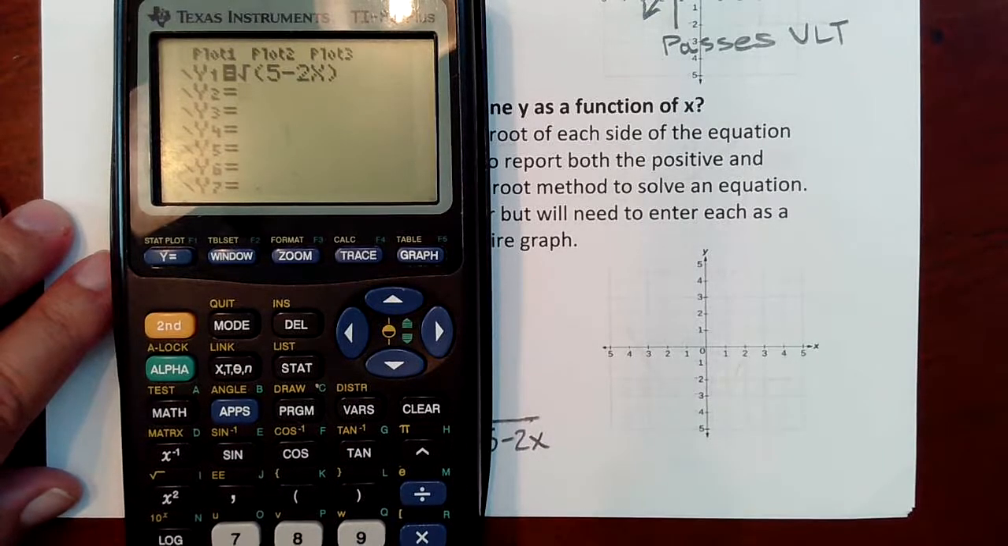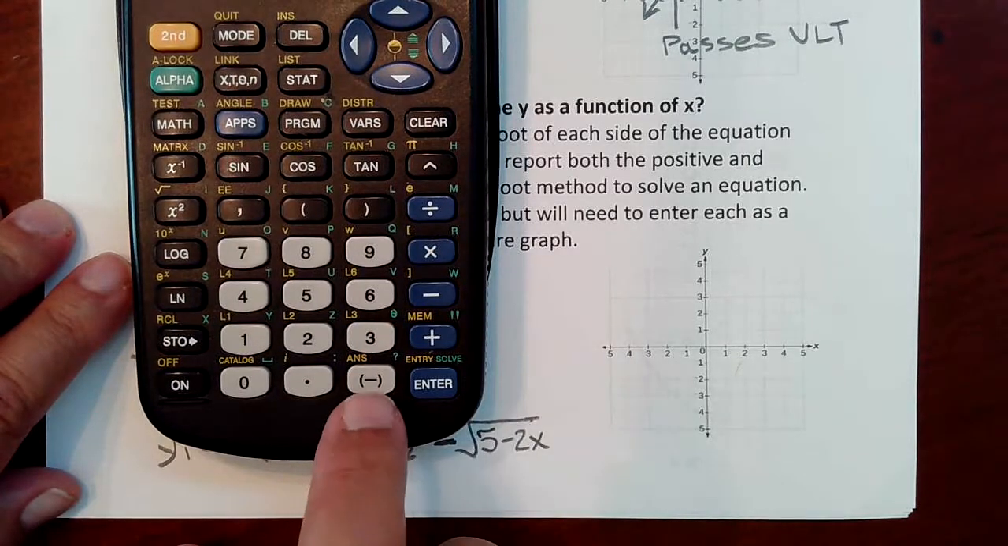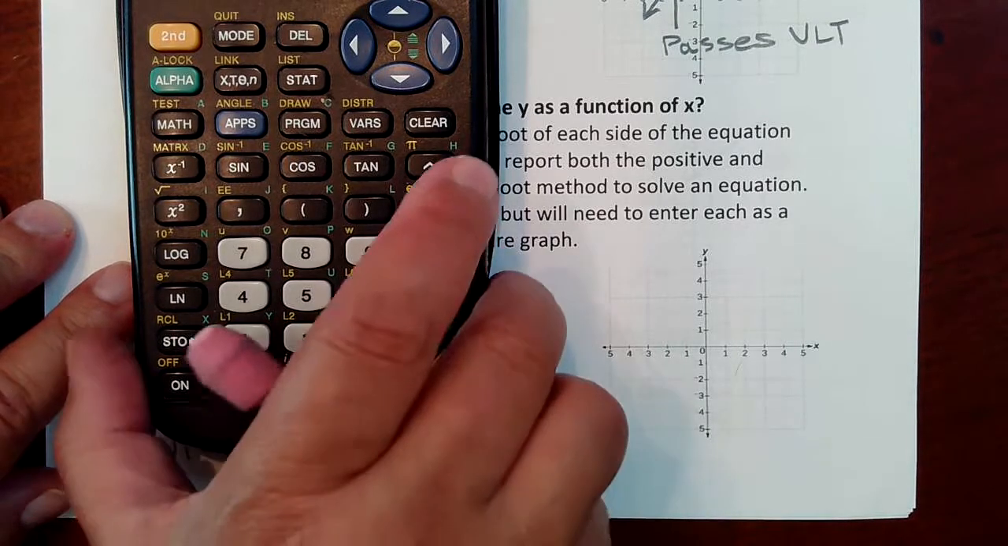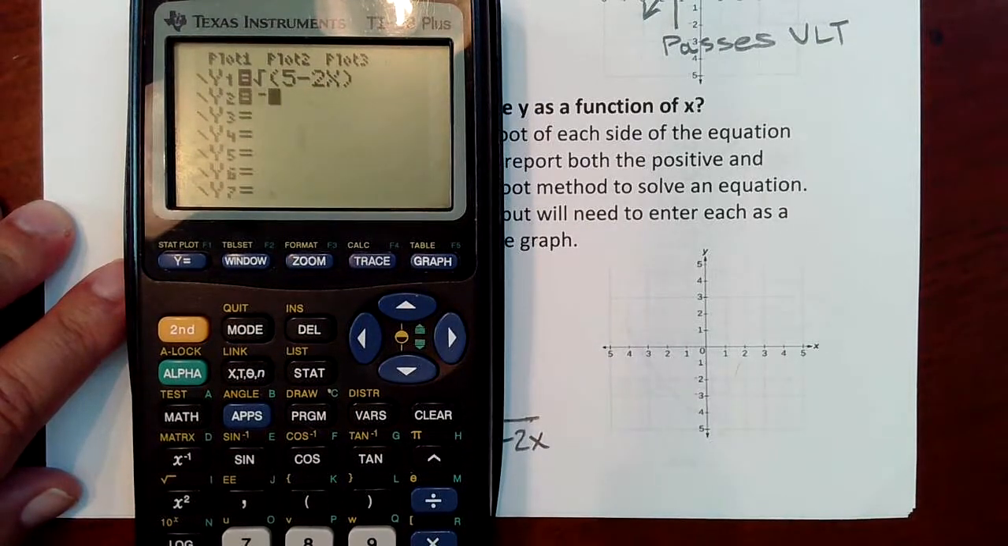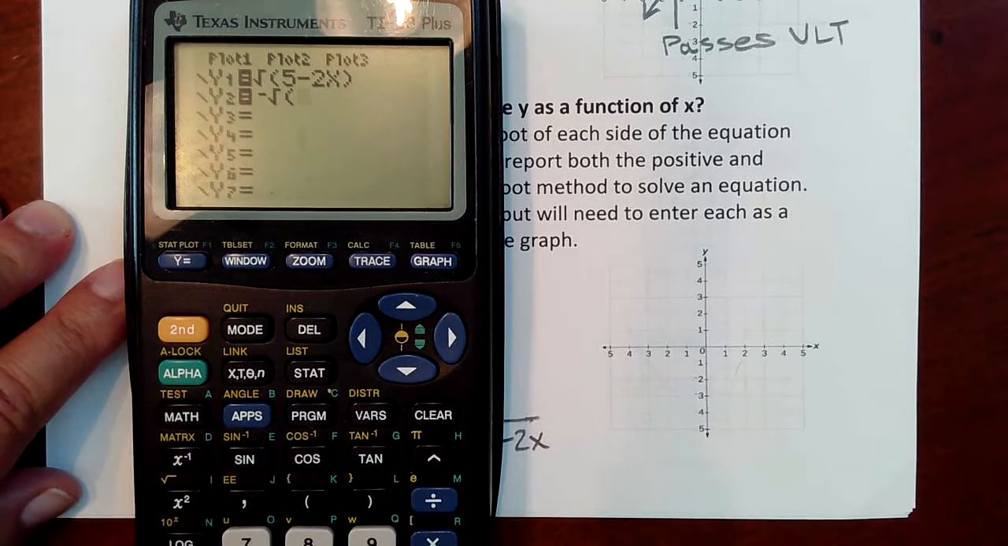Okay, there's the positive one. And then when I want to do the negative one, don't forget when you have a leading negative to grab it from down here, or it'll send your calculator into an error. That's when you have a negative out front. So there's my negative, same expression, square root of 5 minus 2x, close it.